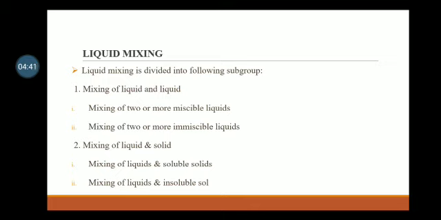Liquid mixing. Liquid mixing is divided into the following subgroups. First, mixing of liquid and liquid: mixing of two or more miscible liquids, and mixing of two or more immiscible liquids. Second, mixing of liquid and solid: mixing of liquid and soluble solids, and mixing of liquid and insoluble solids.